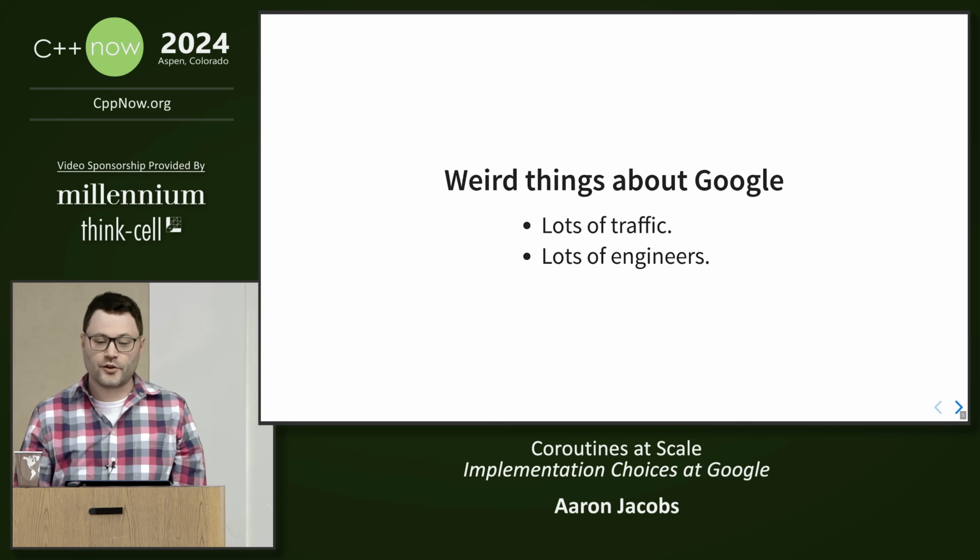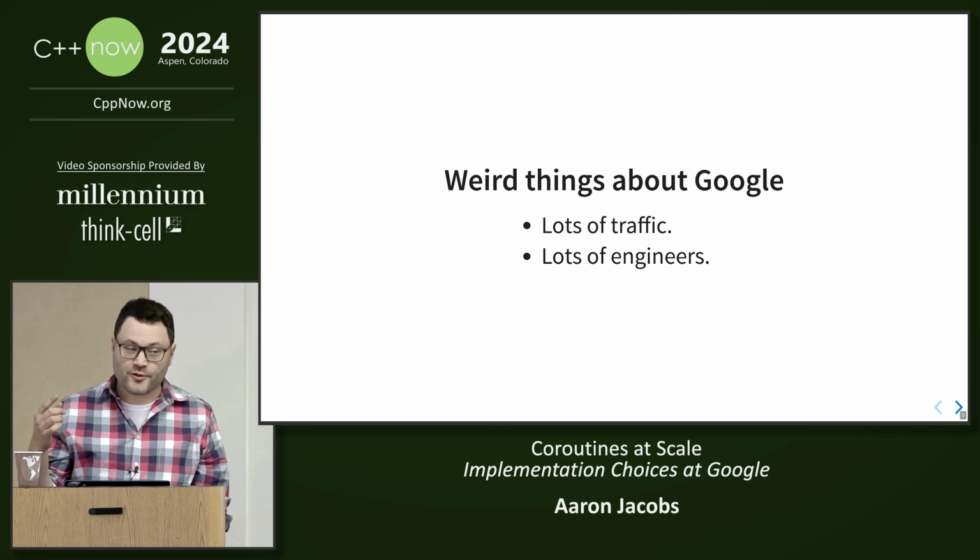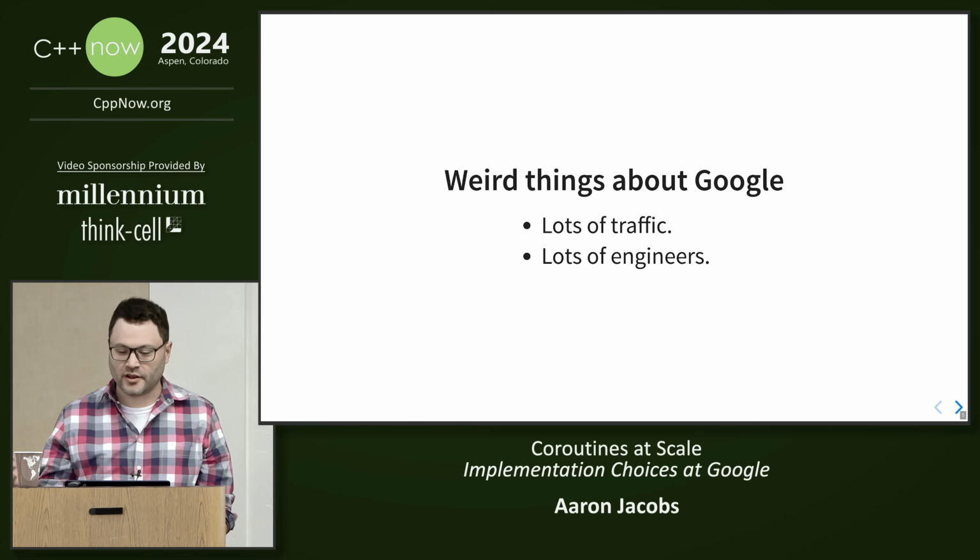Okay, two things to note about Google. Number one, infrastructure needs to handle a lot of traffic, and number two, there are a lot of different people working in the company. Google isn't unique in this respect, but it's extreme compared to a lot of code bases. We'll be coming back to those two points throughout the talk.